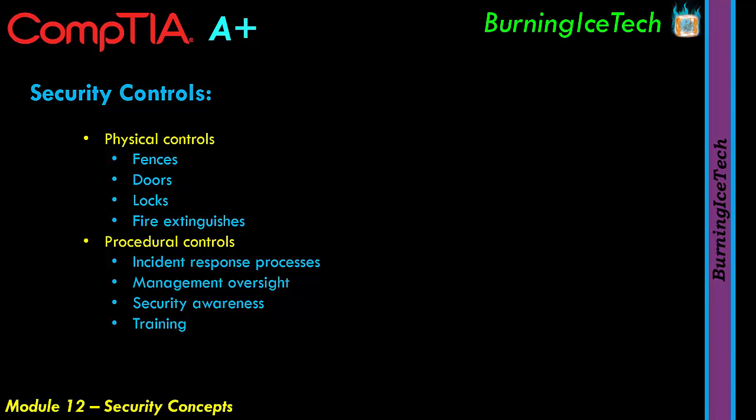Now, what doesn't really make sense to me, and this is CompTIA, not me, is why fire extinguishers are in the physical control section. Yes, I suppose a fire extinguisher is a form of physical control to control a fire, so in that sense it makes sense. But we are in the security control section, physical controls subsection.